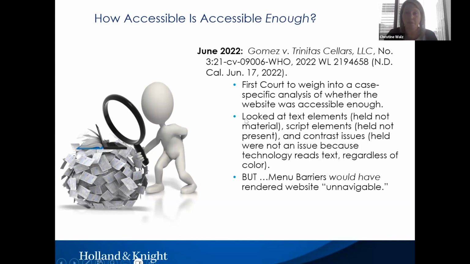there's some good case law for companies out of California, where the court said, okay, some of these issues might not strictly comply with the WCAG 2.1, but we think it's close enough. We don't think these are true barriers to access. They looked at text elements, script elements, and contrast issues, and they said, essentially, we think this is good enough. However, the court did reference menu barriers and said that menu barriers on the site would have rendered the website unnavigable, and that would be a barrier to access. So we are starting to get some guidance from courts.